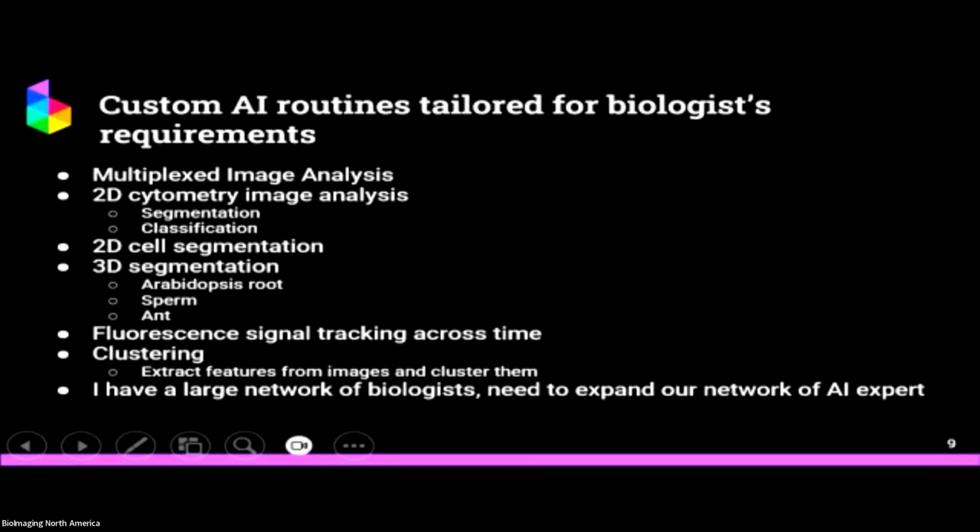For sparse segmentation, there are only a few models out there, and we need to do all the training. We also work on fluorescent signal tracking, and all these are collaborations. Clustering, we are working on a very interesting project related to clustering. We cannot solve it directly with the tools that we have, so we need to develop something else. What is important for me, as I say, is that I have a large network of biologists. I think that my network is really, really big. But now I need to expand my network of AI experts.